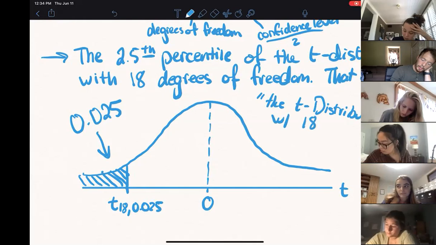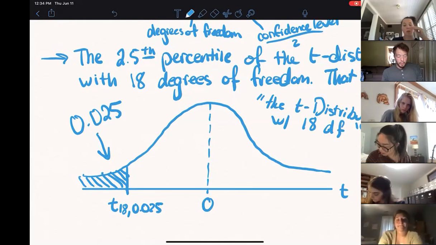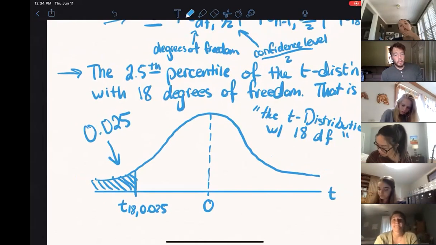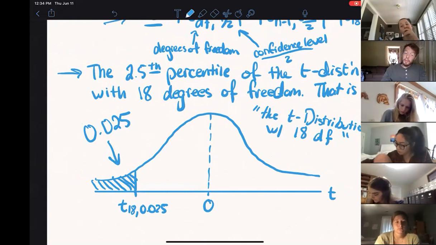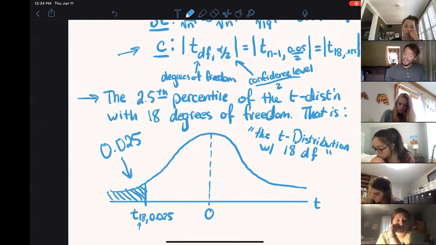With 18 degrees of freedom. Remember we did the same thing with the z-score? We wanted to know the quantile on the standard normal distribution that corresponded with the area at and below it being 0.025. We're doing exactly the same thing, except with this new distribution called the t distribution, where we have this additional input, degrees of freedom. So this is a new idea.